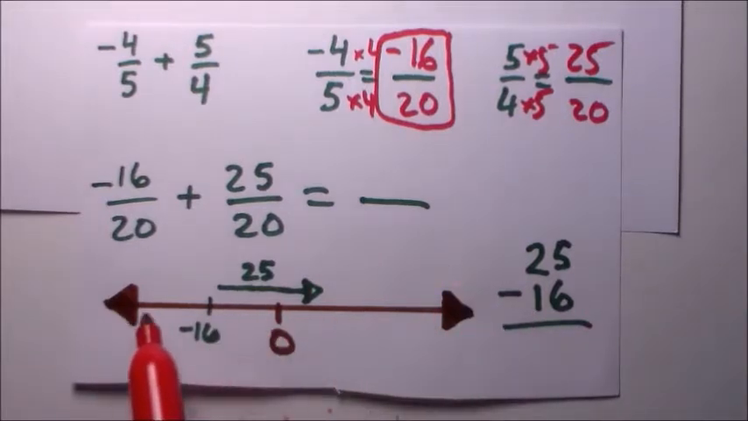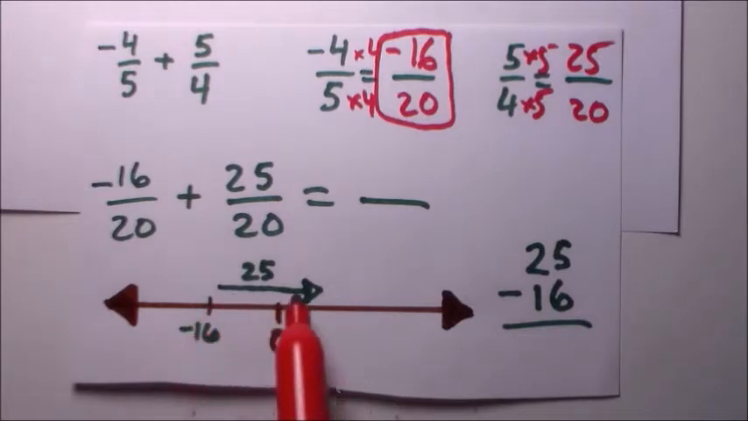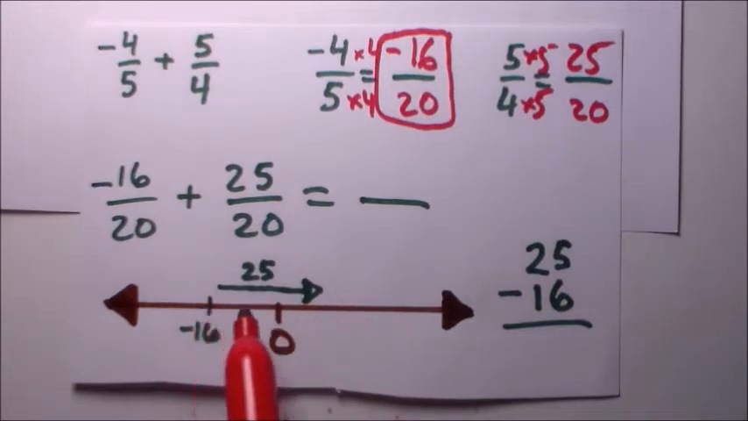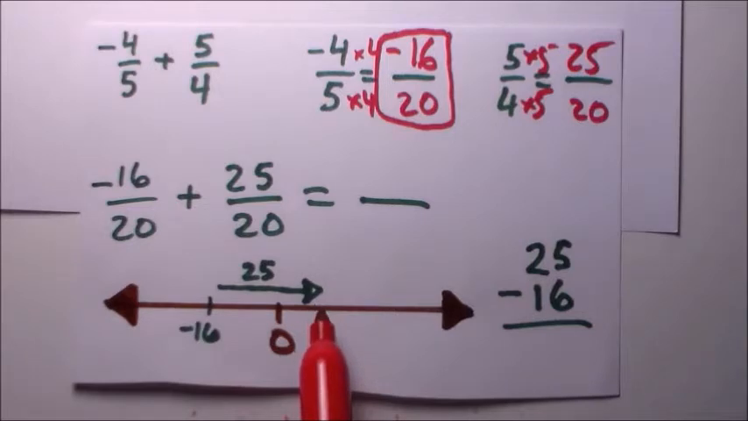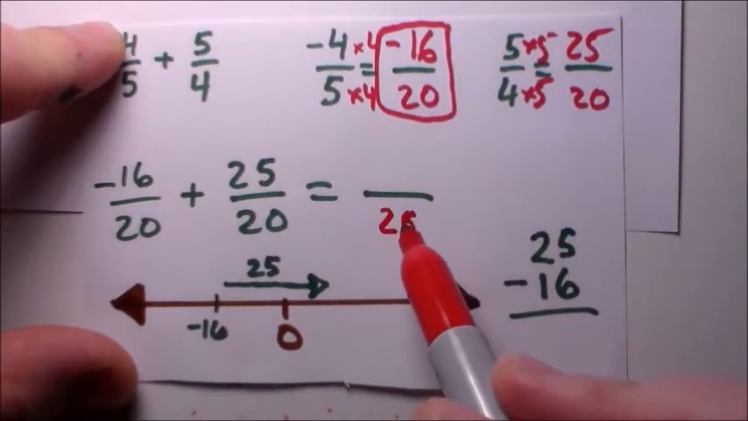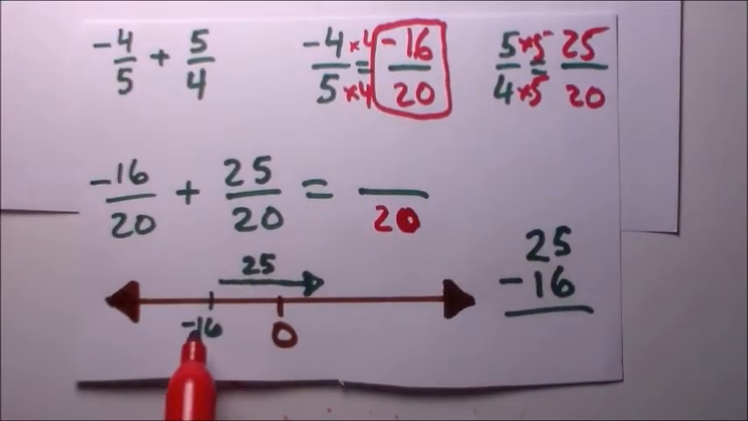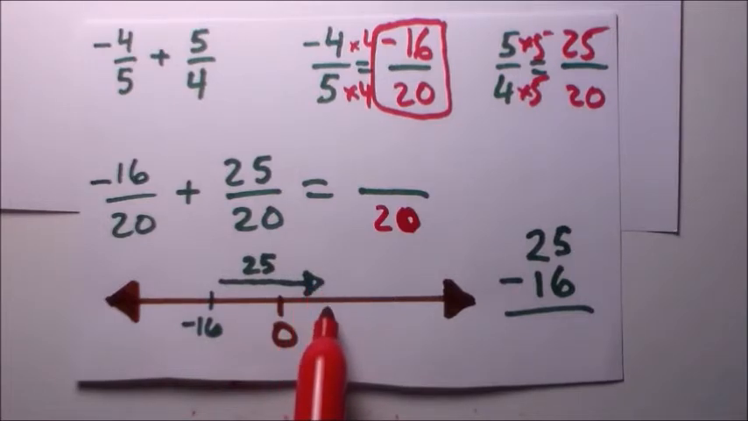Well, if you look at it on a number line, which is always helpful, you can say we have negative 16 plus 25. So negative 16 plus 25 is going to give us a positive number. And we know the denominator is going to be 20, right? Because that's the way adding fractions works.